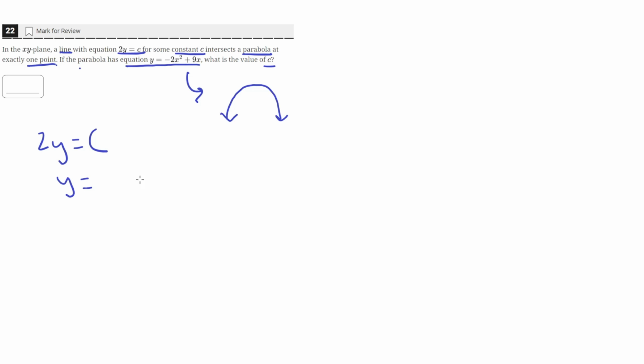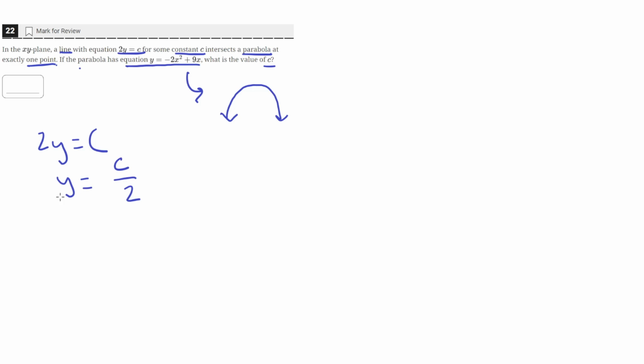In the xy plane, a line with equation 2y equals c for some constant c intersects a parabola at exactly one point. If the parabola has equation y equals negative 2x squared plus 9x, what is the value of c? Okay, so this parabola right here is a concave down parabola because the coefficient of the x squared term is negative. And this line, 2y equals c, we can simplify that to y equals c over 2.